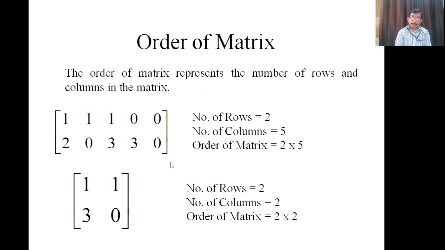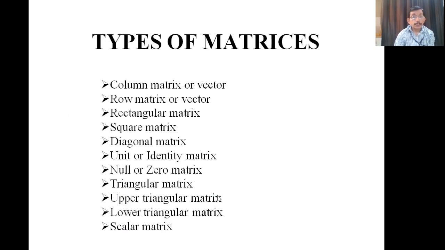Order of matrix. This is the main important topic of the matrix. Order means how many rows and how many columns belong in the matrix. Suppose there are 2 rows and 2 columns, the order of the matrix is 2 by 2. Suppose it is 2 rows and 3 columns, then the order is 2 by 3. For example, in the slide, there are 2 rows and 5 columns, so the order of the matrix is 2 by 5. In the next example, there are 2 rows and 2 columns, so the order of the matrix is 2 by 2. It is clear, everyone?